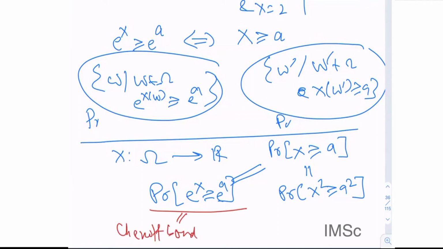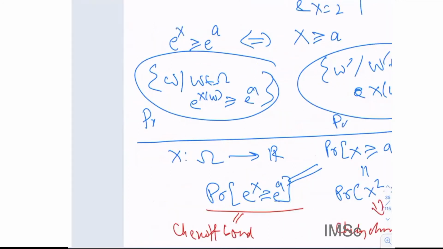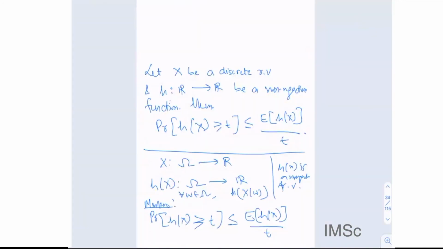And if you apply your Markov to this function, then you get Chebyshev. Okay, so this is all that. Every instantiation of most tail inequalities which you see is basically Markov applied to an appropriately chosen function. Okay, and this is where you apply this.